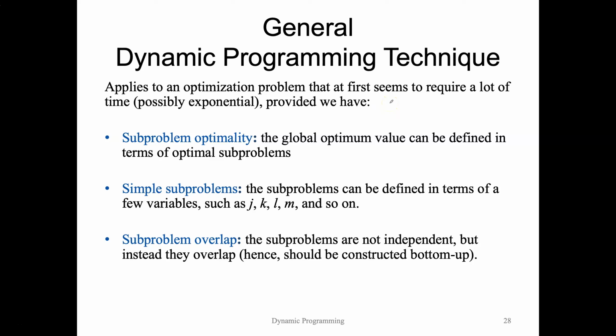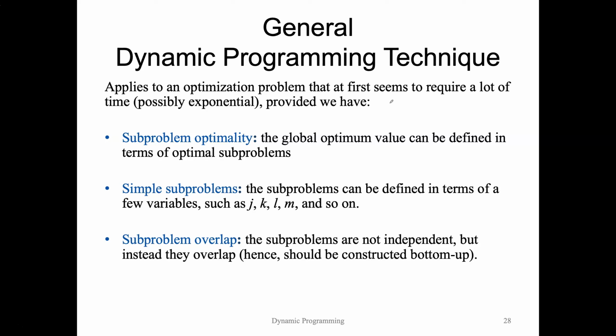You've now seen an example of applying the dynamic programming technique to the problem of finding the correct parenthesization for a chain of multiplying matrices together. But what part of that was dynamic programming and what part of that was specific to that problem? Well, dynamic programming is a technique applied to optimization problems that at first look like they might take a lot of time, maybe even exponential time.